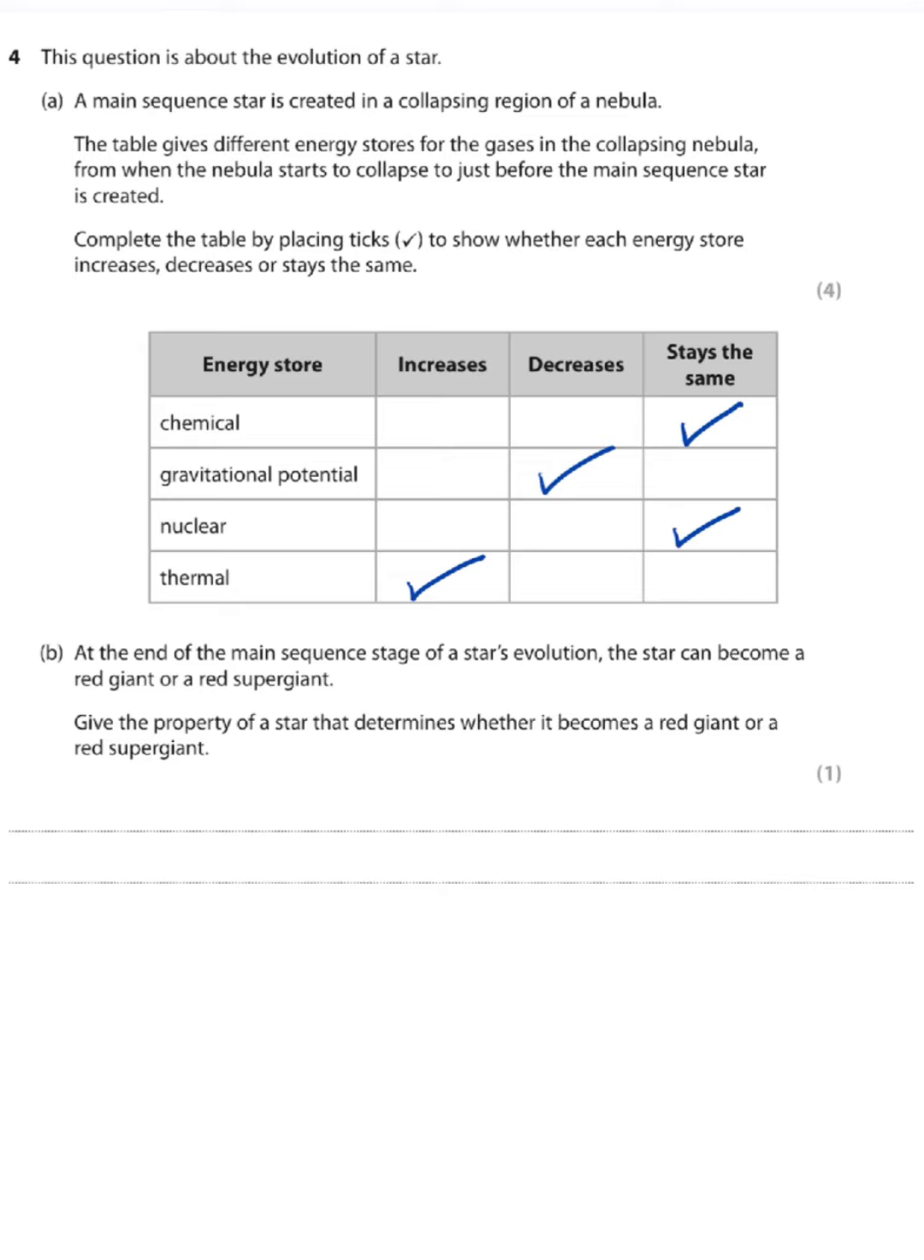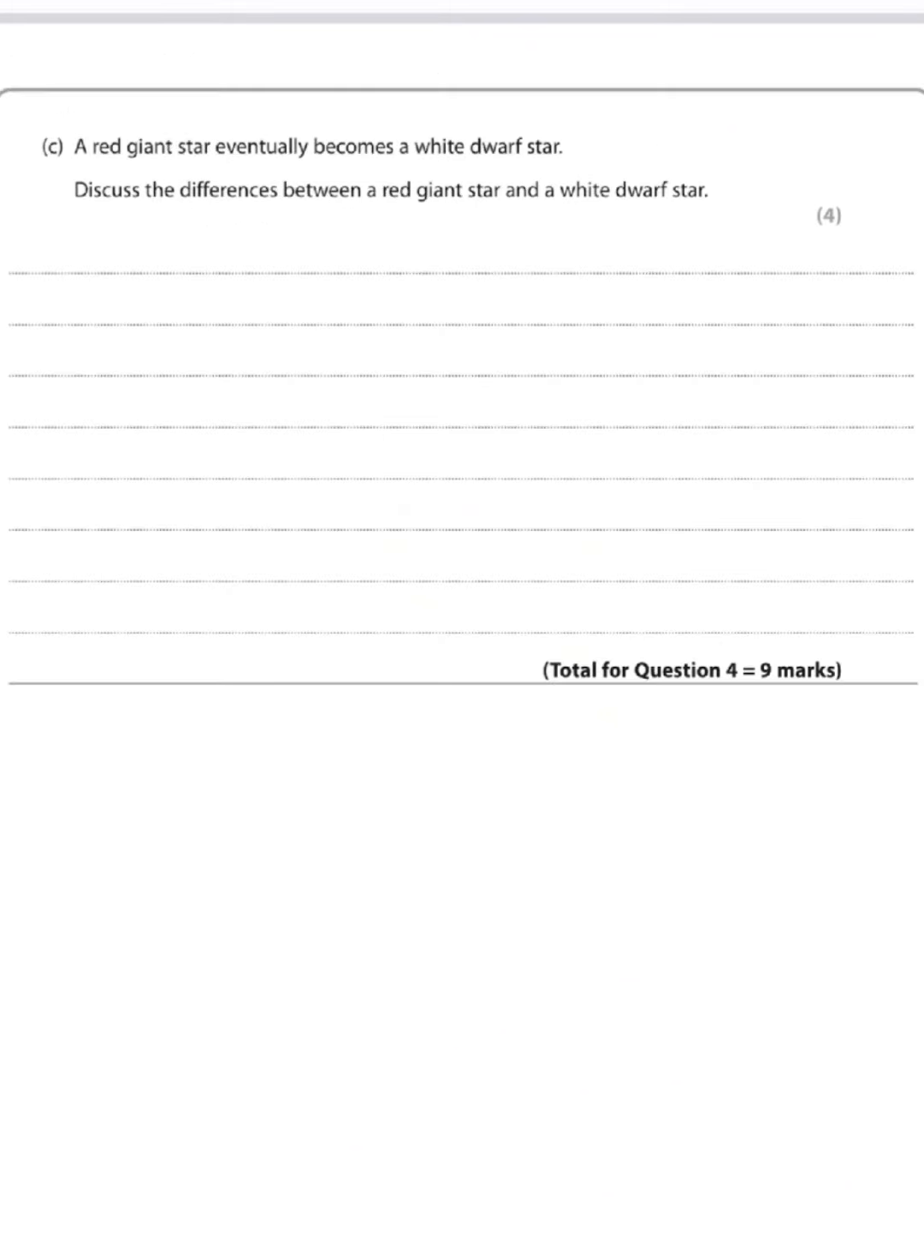The property of a star that determines whether it becomes a red giant or a red supergiant, so this is always the mass. The mass of our stars decide which of those two routes they are going to go down. You wouldn't get any credit for the size of a star here because bear in mind the density of stars can vary. So it's really important that you do refer to mass, and you mustn't refer to weight because remember weight is a force.